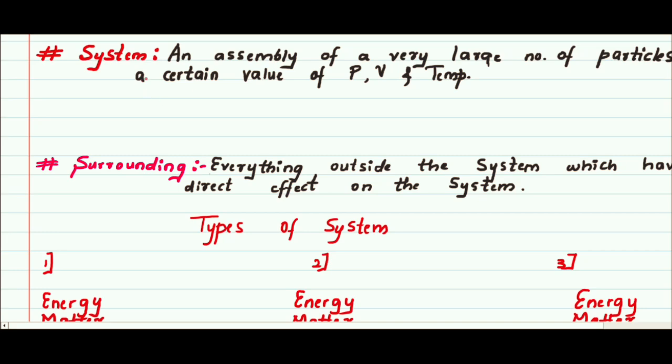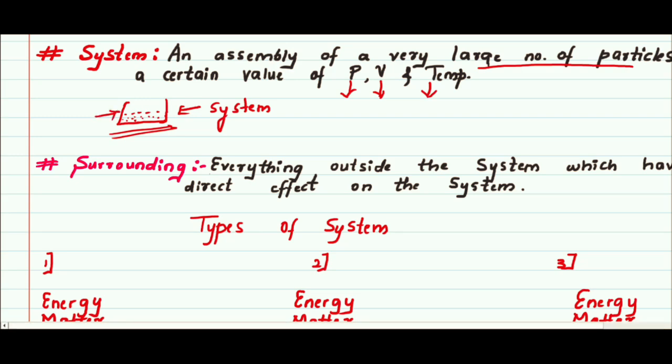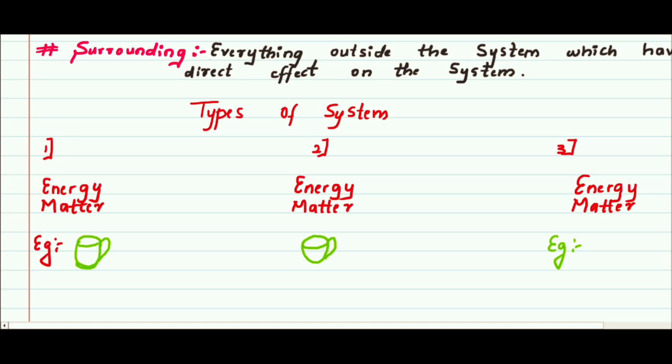Next comes the system. As we have discussed, this is a large number of particles. A system is nothing but, if we consider this as a container, having some molecules in it, right? So if this is a system, this system has certain pressure, certain volume and certain temperature. So that system involves pressure, volume as well as temperature in a large quantity, or the particles here will be in large number. So that is nothing but a system.